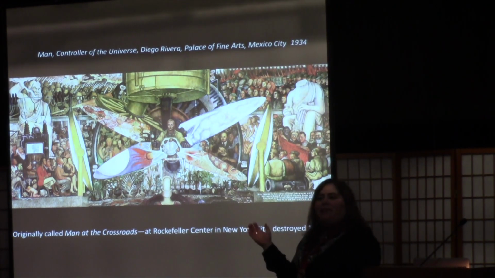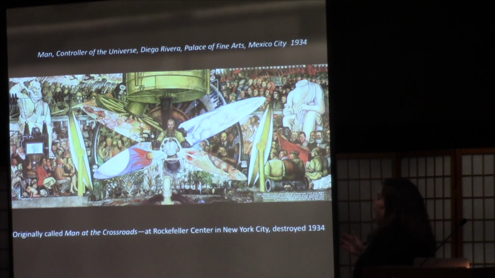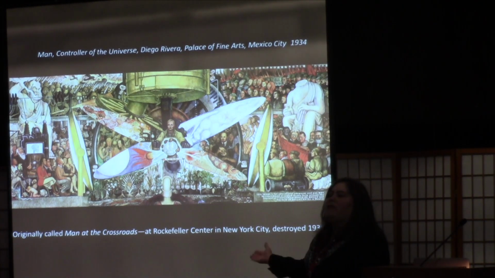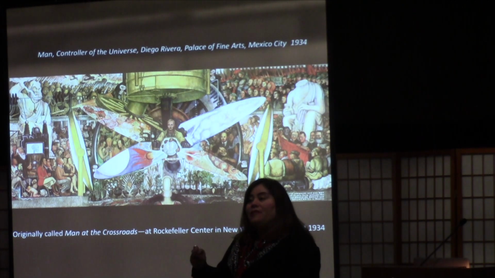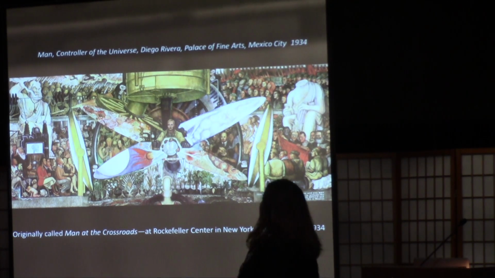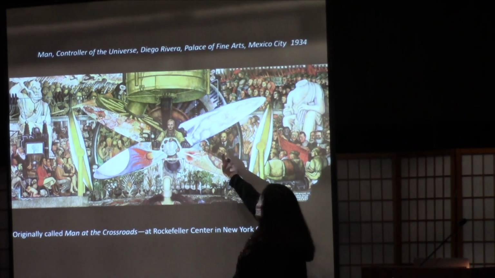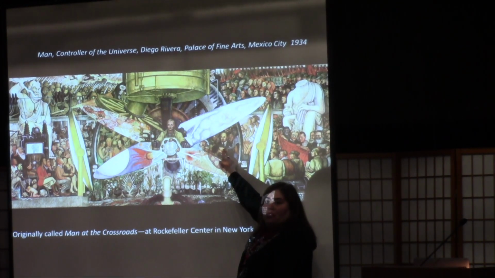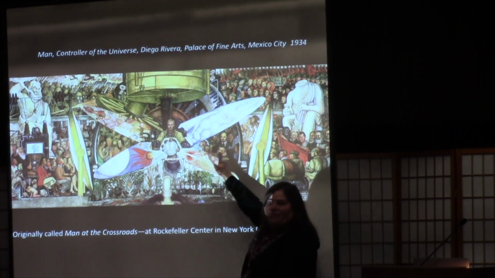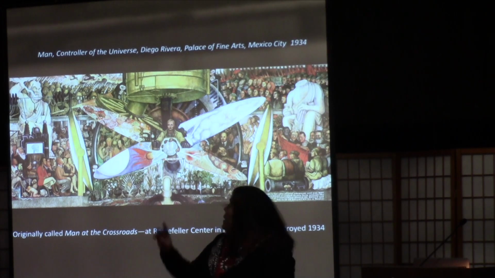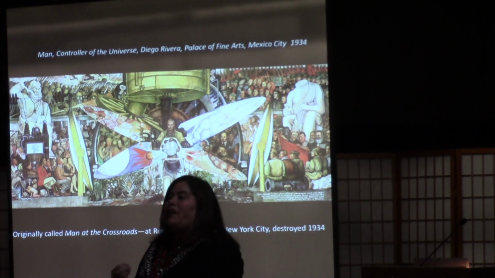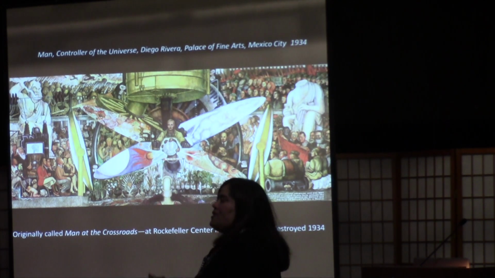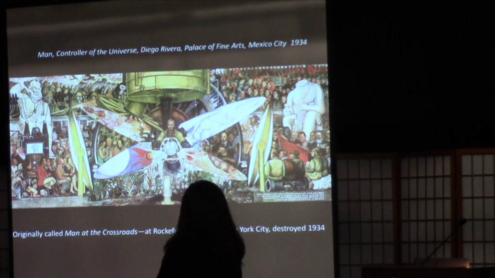So some of you might be familiar with this image. It's a mural by Diego Rivera, and it was initially painted in 1934 at Rockefeller Center in New York. And it was destroyed. And the reason why it was destroyed once it was finished was because Diego Rivera refused to paint out Lenin. So he then painted the exact same mural in the Museum of Fine Arts in Mexico City, where you can see it today. And if you can, it's absolutely stunning.